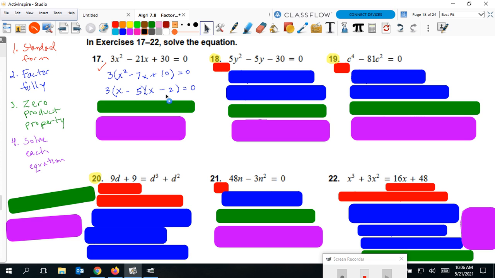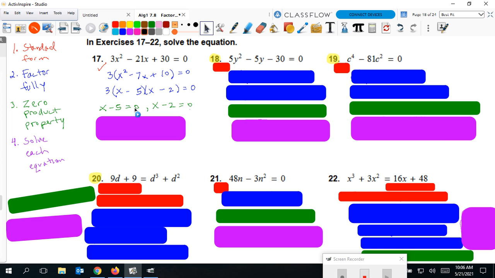What we need to do is go on to the next step here I have in green, zero product property. So we're going to set each factor. Now I'm only going to set the factors equal to 0 that have a variable in them. Since the 3 has no variable, I can basically forget about that 3 that's in front here and just focus on the factors that have a variable. So I'm just going to be setting x minus 5 equal to 0 and x minus 2 equal to 0, those 2 factors.